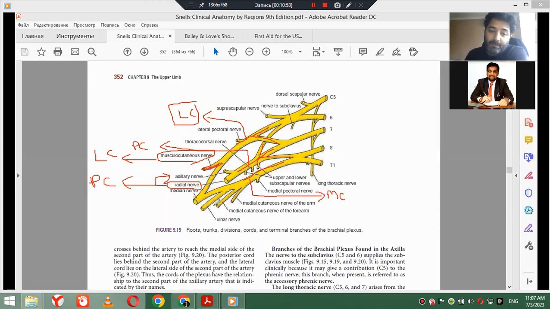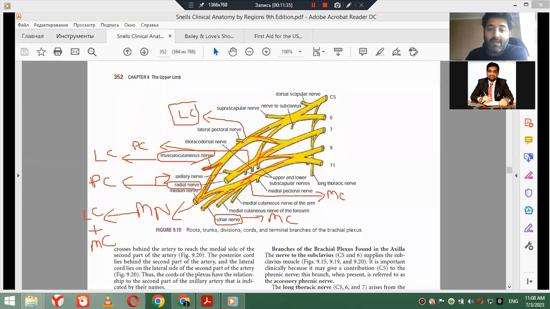And this is our medial cord, and this medial cord is continuing as the ulnar nerve. Okay, so the medial cord is giving the main branch of the ulnar nerve, and then the lateral cord branch and the medial cord branch both are joining together, forming the median nerve. So the median nerve is formed by the lateral cord plus the medial cord. Okay, so these two cords are forming your median nerve.